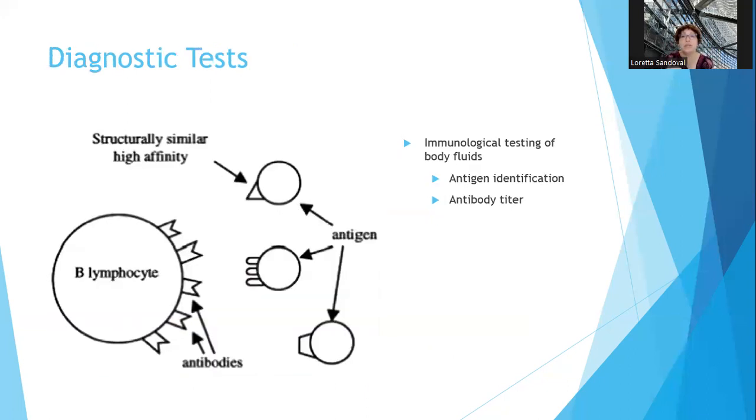So immunological testing of body fluids: antigen identification is identifying that you have that virus or bacterium in your system. The antibody titer is telling whether you have antibodies that react to that antigen. When I was talking in another lecture about getting the varicella zoster titer to see if you have antibodies to chickenpox, that is the immunological testing of body fluids. That's the antibody titer.